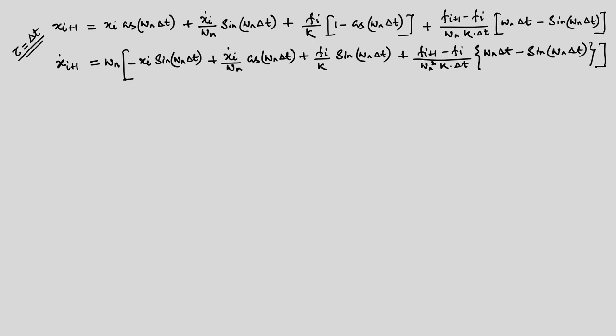Now, if you carefully look at the solution, x i plus 1 and x i plus 1 dot, both of them depend on what? x i, then x i dot, then f i and f i plus 1. If you look at this first expression, you will see they are different combinations, and the coefficient of x i dot you can write say b, and you can easily find out those coefficients. So, a times x i plus b times x i dot plus c times f i plus d times f i plus 1. So, that is the displacement.